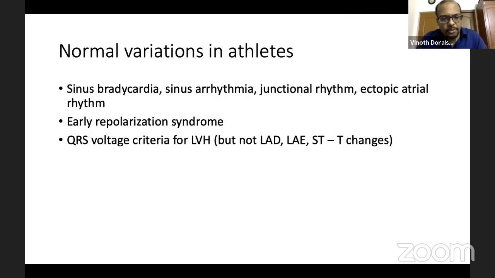You can have an early repolarization syndrome, and you can normally have a criteria-satisfying left ventricular hypertrophy in athletes. Because athletes exercise a lot, they will have a high muscle mass of the heart, especially of the left ventricle. So they will have tall R waves and deep S waves, criteria for left ventricular hypertrophy. But mind you, left ventricular hypertrophy should not be associated with left axis deviation, or left atrial enlargement, or ST-T changes. If it's associated with these, then it means the LVH is abnormal in that athlete.